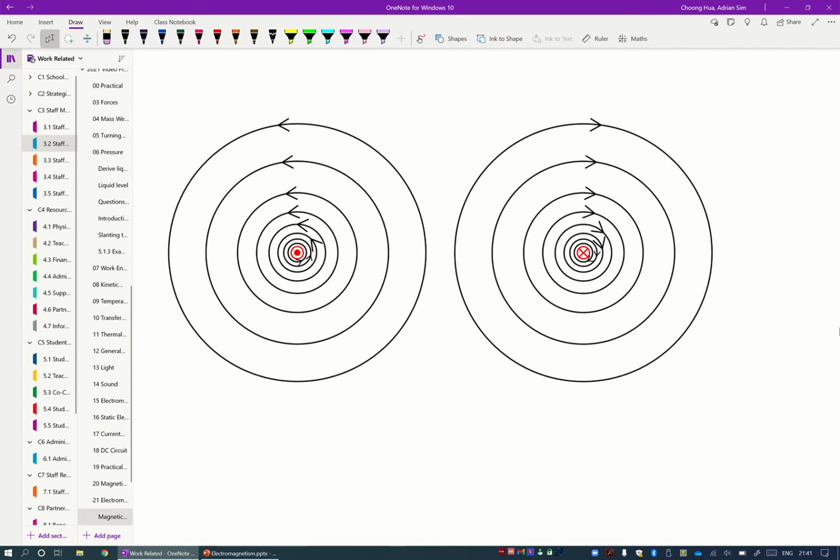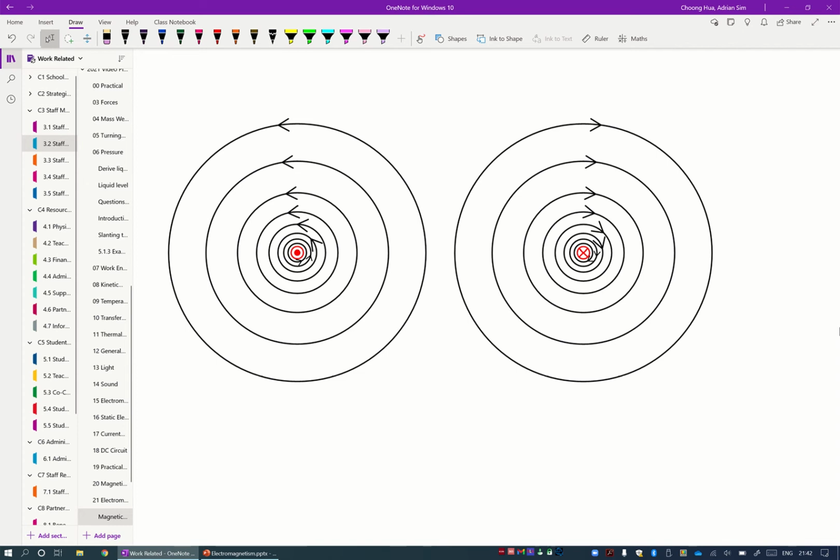But when you look at the diagram here, what I have are two conductors carrying current. The one on the left, the current is flowing out of the plane, and the one on the right, the current is flowing into the plane. And using right hand grip rule, we are able to determine the direction of the magnetic field around each current.